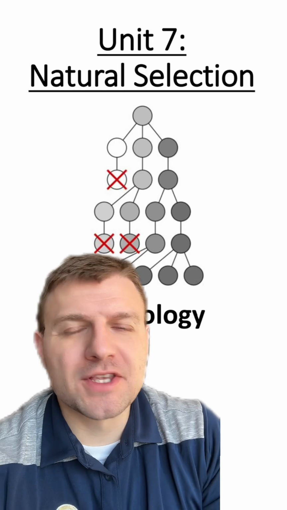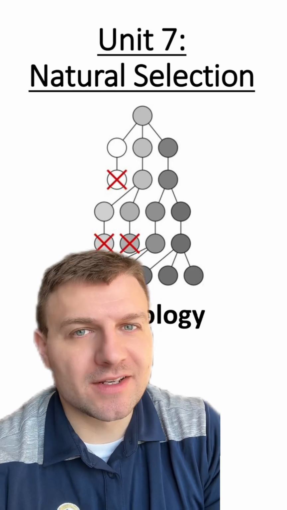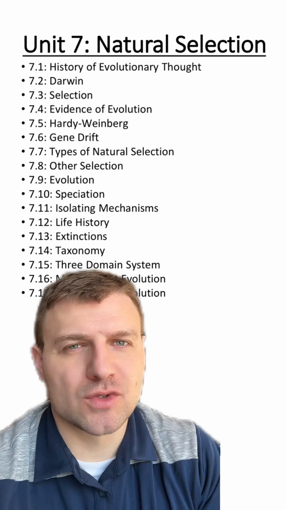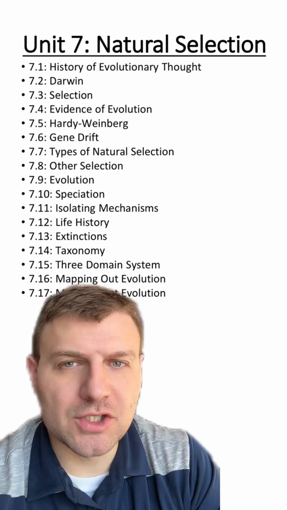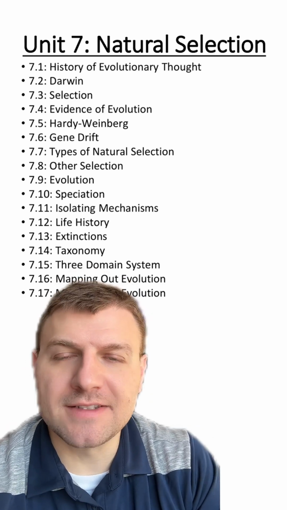Hello AP Biology students, let's go over the 7th section in Unit 7. In this section, we're going to cover different types of natural selection. These 3 different types of selection are called disruptive, stabilizing, and directional.